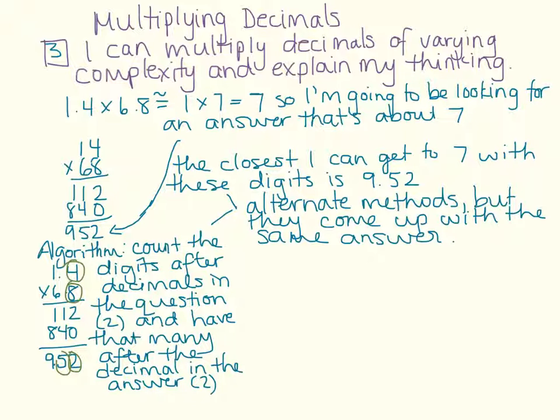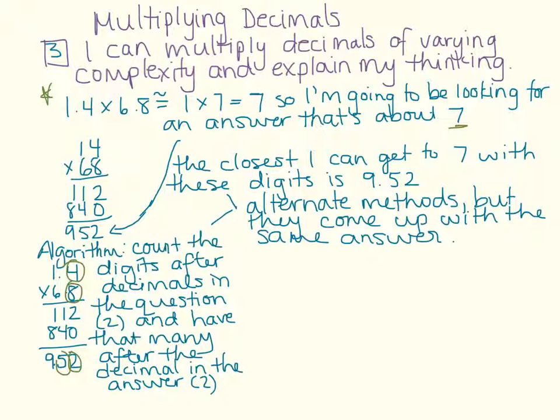So this fake student started with estimation. Okay, 1.4 can be rounded down to 1, 6.8 can be rounded up to 7, so the answer is going to be somewhere in the vicinity of 1 times 7, which is 7. So my fake student says, I'm going to be looking for an answer that's about 7.